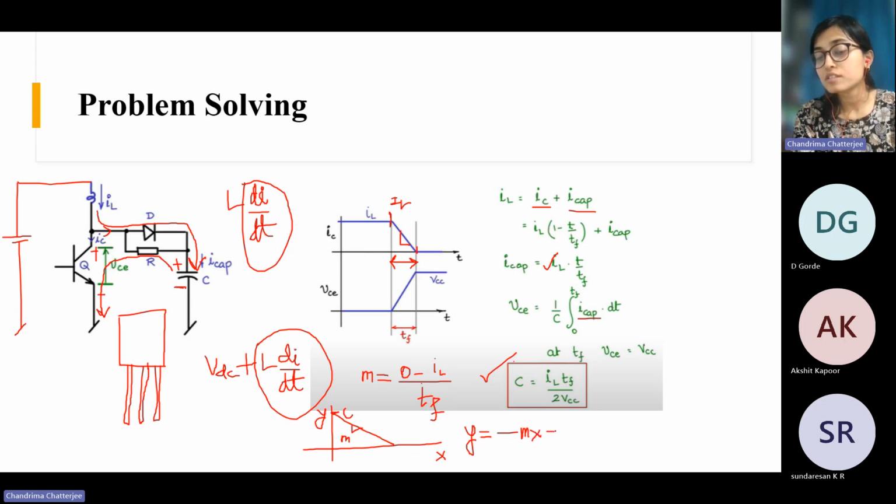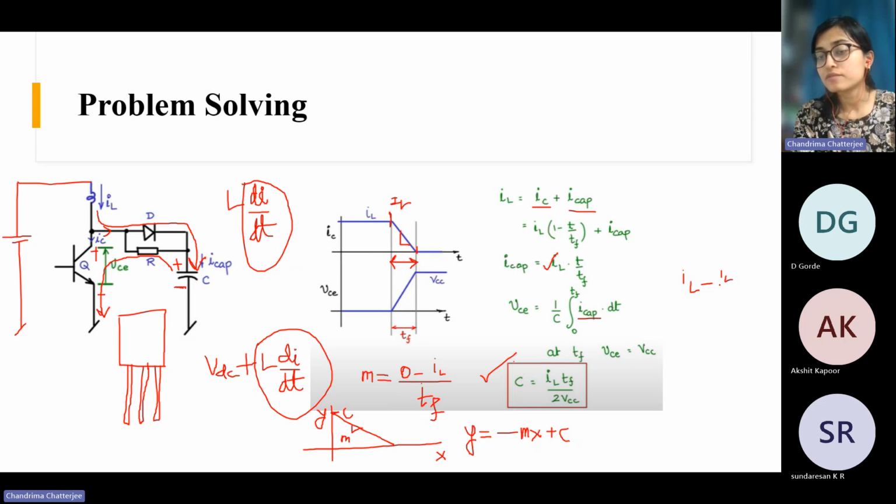You understood this? So when your x is 0, if you put x equal to 0 here, you get C. So at x equal to 0, your y value is C, and then there is this negative slope, that's why this is minus mx, right? So I have done the same thing here. Your slope is this minus IL by TF, and this value is IL. So the equation becomes IL minus IL by TF.